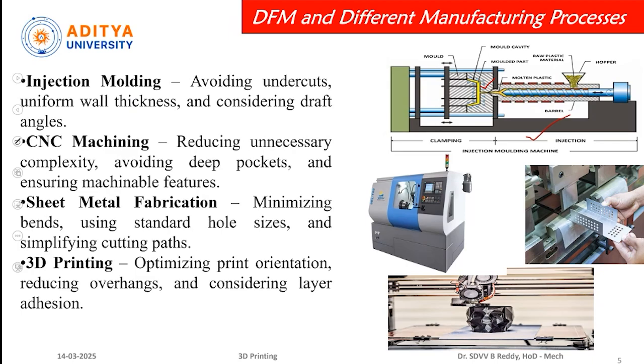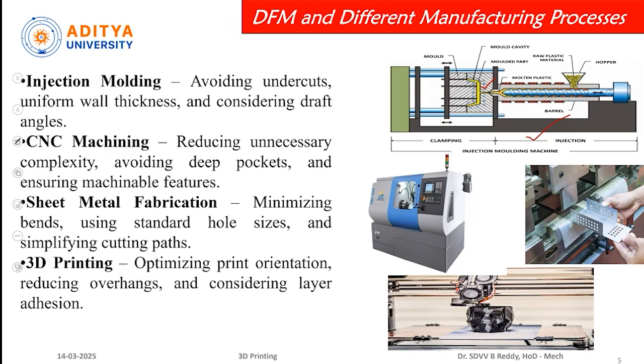And also sheet metal fabrication. In sheet metal fabrication, there are so many types of operations available, like punching. Here you can see minimizing bends, using standard hole sizes, and simplifying cutting paths. Nowadays so many types of monitors are available, and accordingly cabinets. In the cabinet, the model is a rectangular part. For that, we can make the holes that are required.